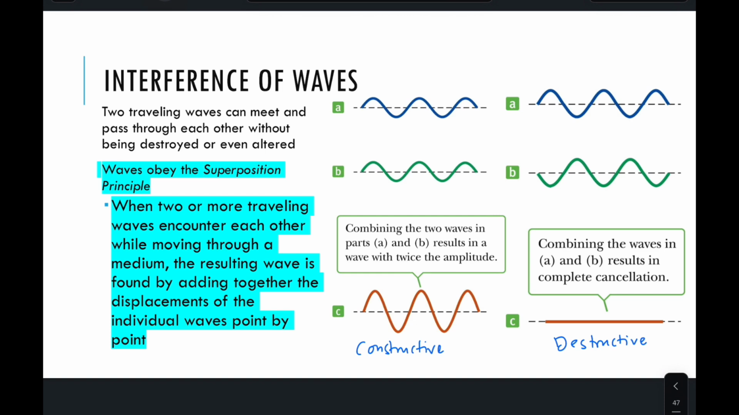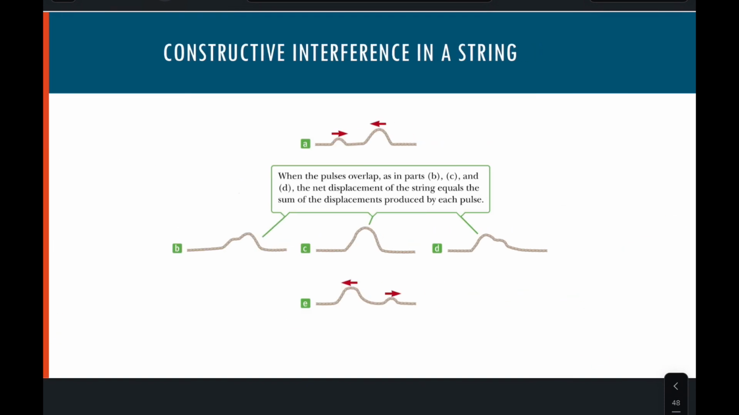Okay, simple mathematics. And then for destructive, at this instant, wave 1 has positive amplitude, but wave 2 has negative amplitude. This is a crest, and this one is experiencing a trough. So when they meet up and add together, we're going to have a flat area. What does that mean? It means they are cancelling out each other. So that is why it is known as destructive interference.